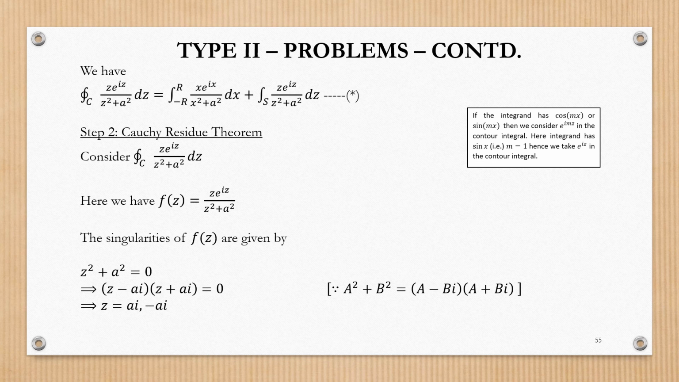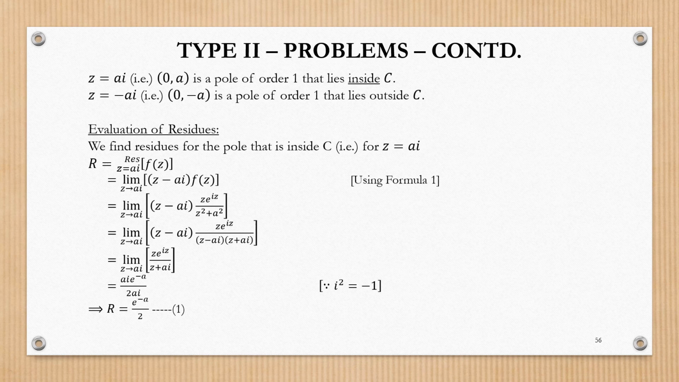The function is z e power iz by z square plus a square. The singularities are obtained by equating the denominator to 0. That is z square plus a square equal to 0, which can be factorized as (z minus ai) into (z plus ai) equal to 0, meaning z equal to ai and minus ai are the poles. Both of them are order 1 poles.